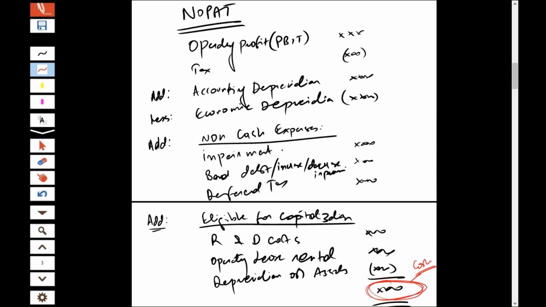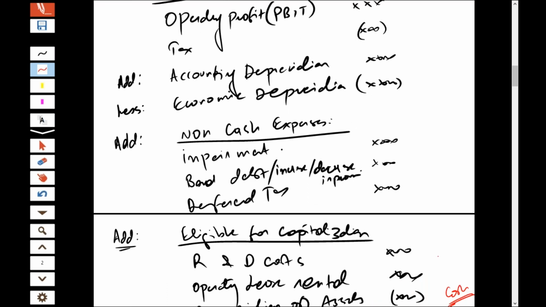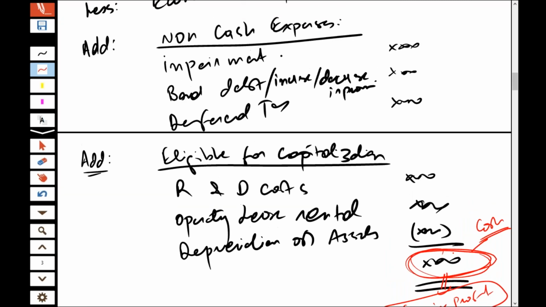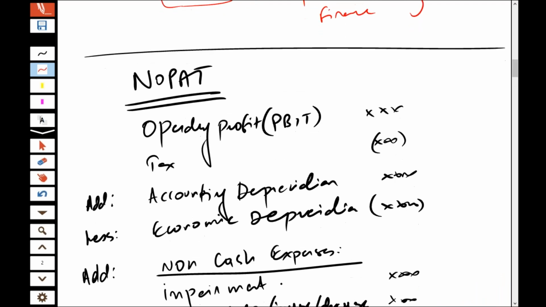Now, when we talk about the NOPAT being the cash figure, is it actually a cash figure? The answer is no. It's a sort of an economic profit that we are trying to establish. Now, how does it go about? So the starting point is the PBIT, the profit before interest and tax. Assume that you've got a profit before interest and tax of 400,000.